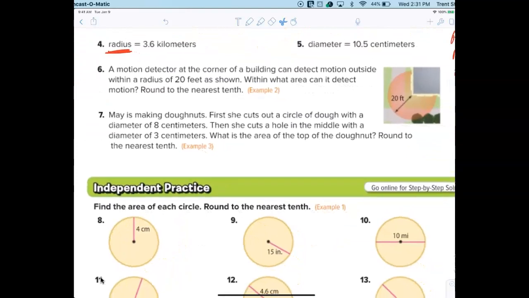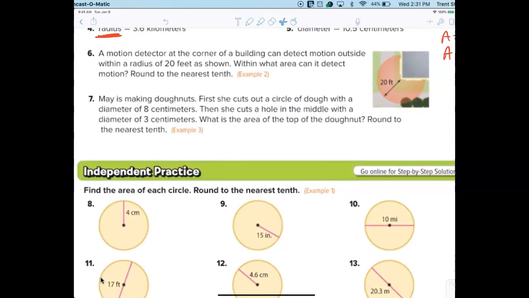All right, number 6 is supercritical. All right, James, read. A motion detector at the corner of a building can detect motion outside within a radius of 20 feet as shown. Within what area can it detect motion? So tell me what you're thinking to do here. Can you see the picture?